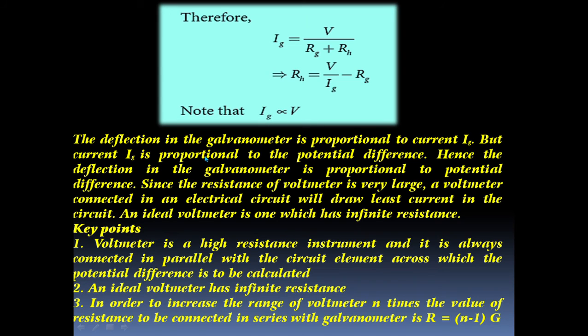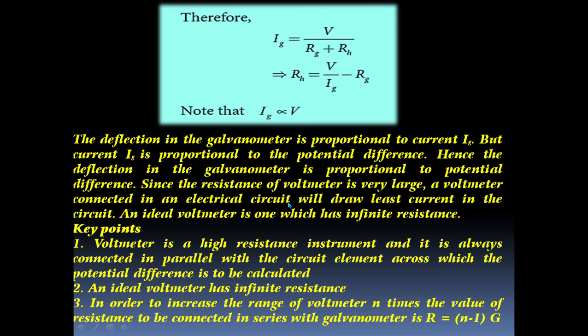The deflection in the galvanometer is proportional to the current Ig, but the current Ig is proportional to the potential difference. Hence, the deflection in the galvanometer is proportional to the potential difference. Please note down this important point.